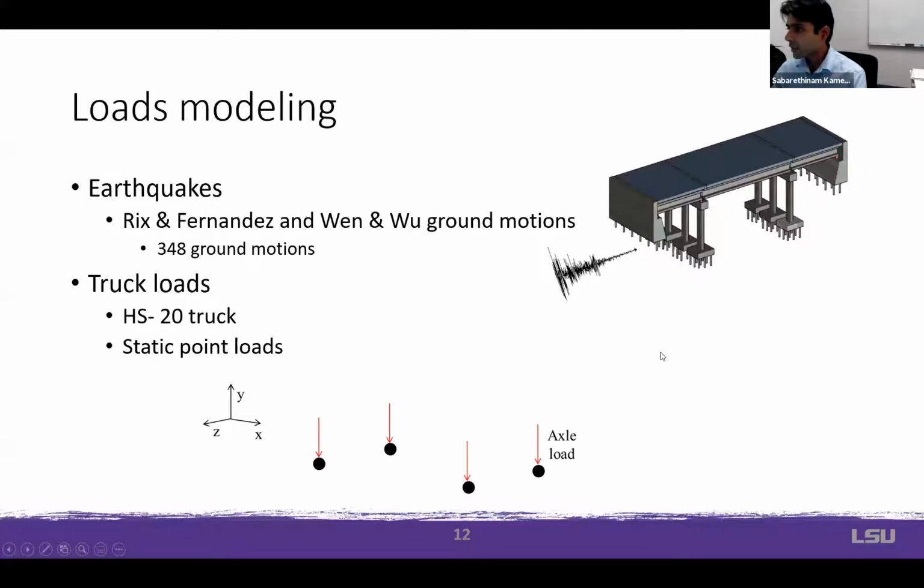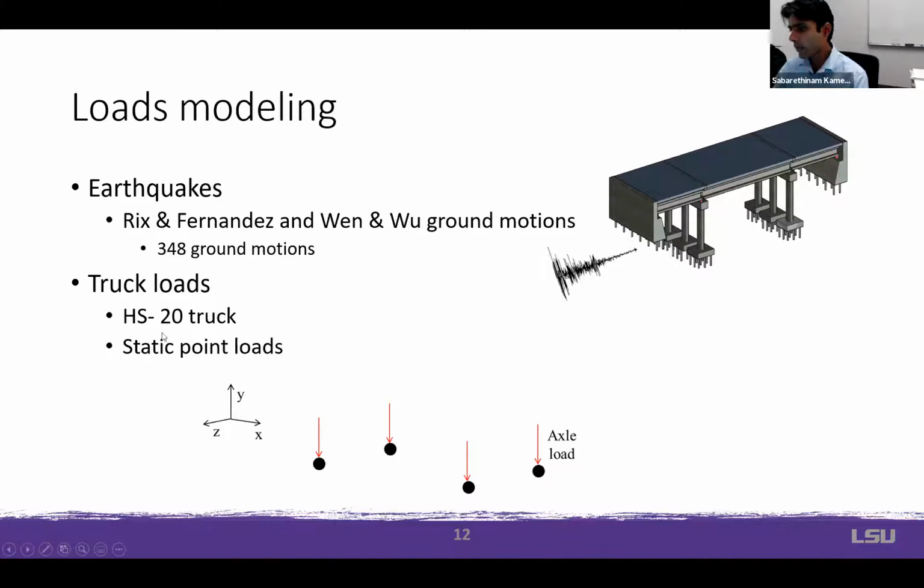So finally, when we come to the finite element modeling, the next step is modeling loads. In this case, for earthquakes, we have ground motions. So we have ground motion suites from Rix and Fernandez and Wen and Wu. In total, we have 348 ground motions, and we have 1,044 bridges. So we just randomly assign different bridges to different ground motions.